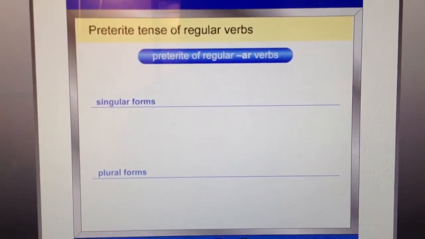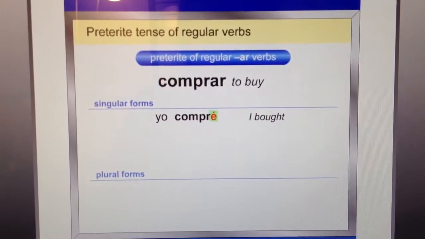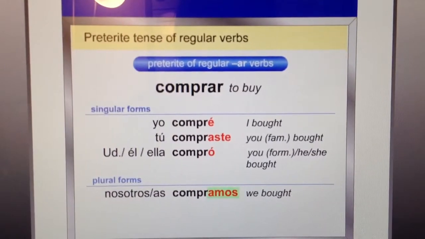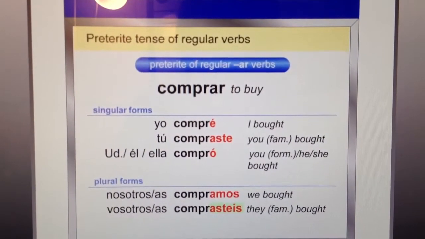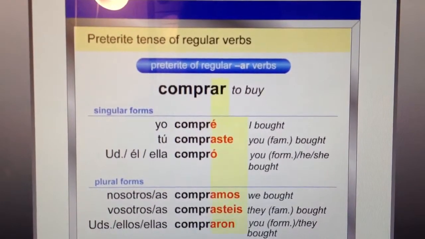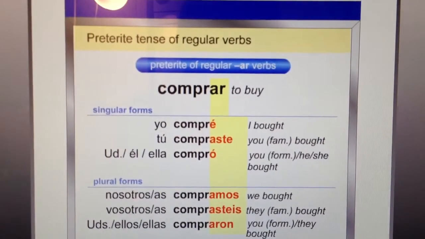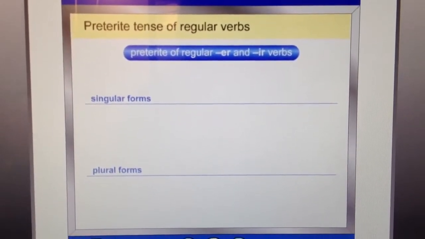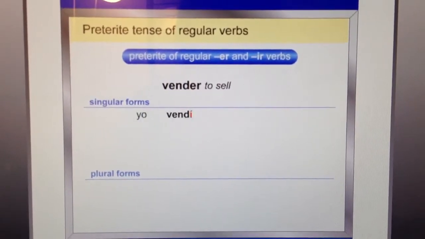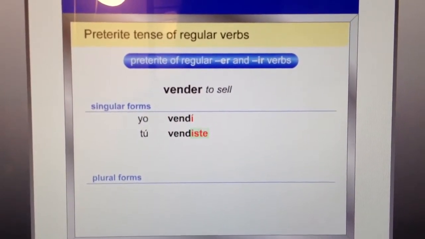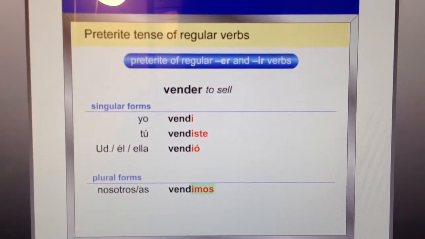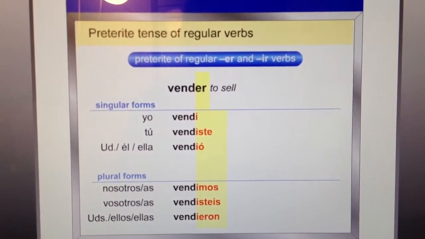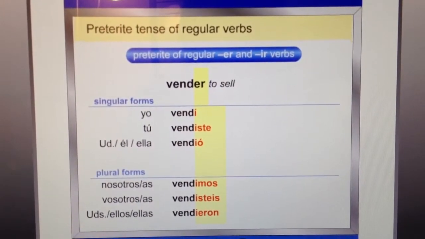Repeat after me. Comprar, compré, compraste, compró, compramos, comprasteis, compraron. Note the preterite endings for AR verbs. Now, the preterite forms for regular ER verbs. Vender, vendí, vendiste, vendió, vendimos, vendisteis, vendieron. Again, note the preterite endings for ER verbs.